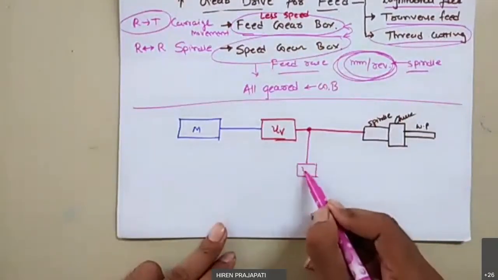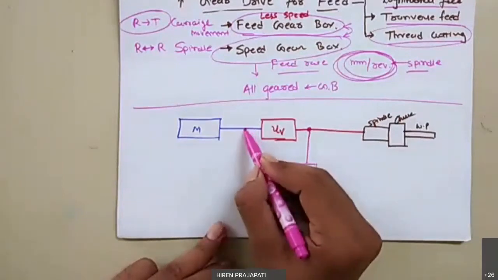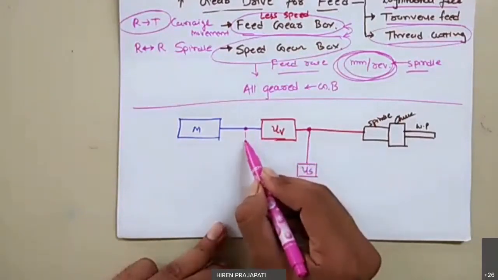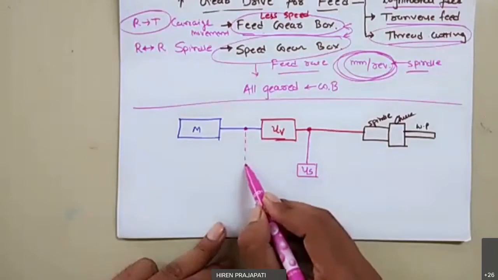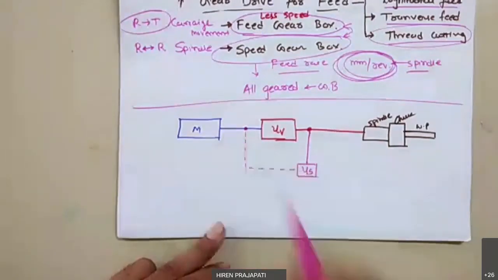So this is called US, right? The feed gearbox, or you can also connect it prior to the speed box, meaning directly with the motor.